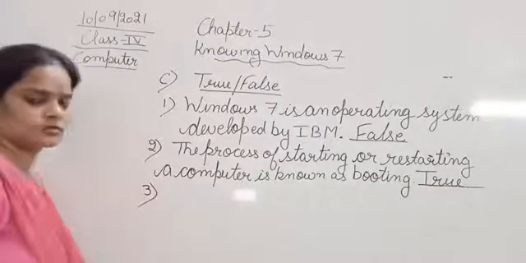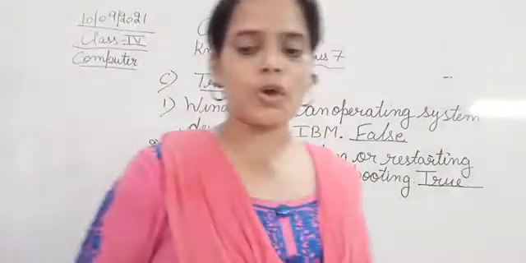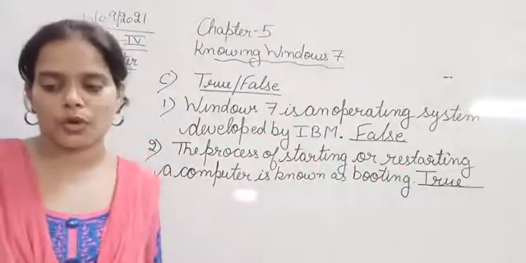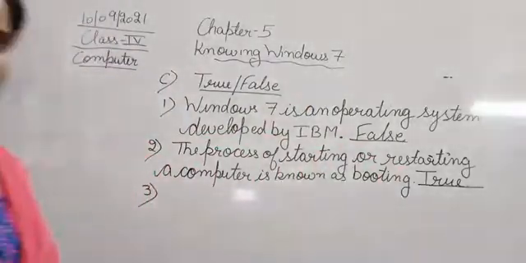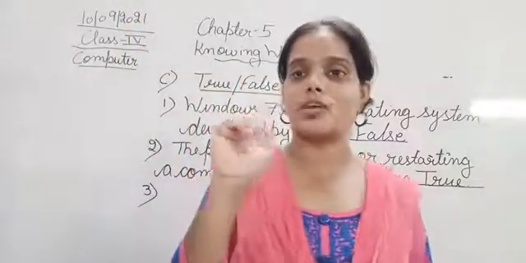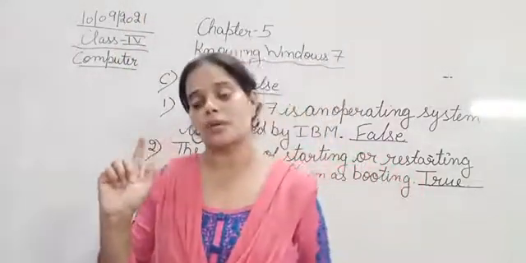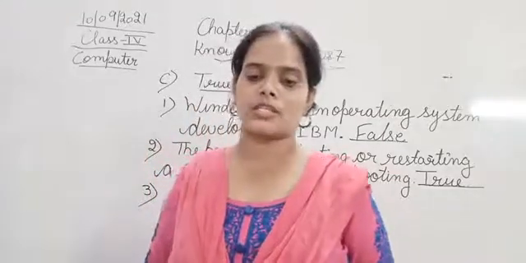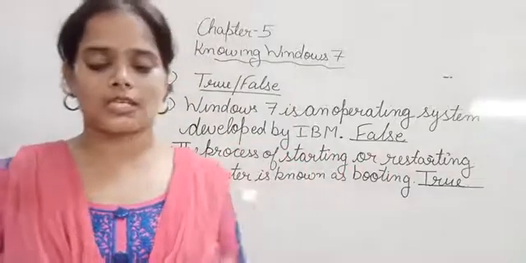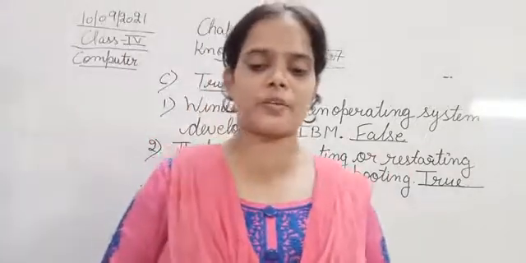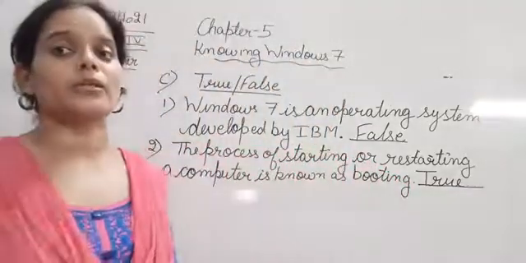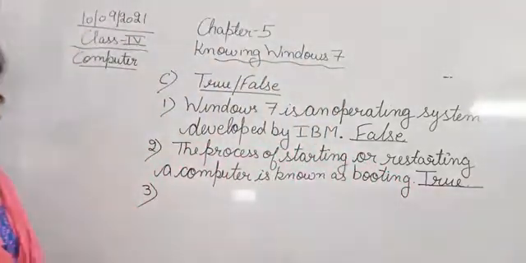Third one. The small arrow present on the desktop is called mouse pointer. So the small arrow that you can see always moving on the desktop screen, that is known as mouse pointer. उसको mouse pointer बोलते हैं. Is it true? Yes. So the small arrow present on the desktop is called mouse pointer. That is true. Mouse pointer or cursor. Okay.